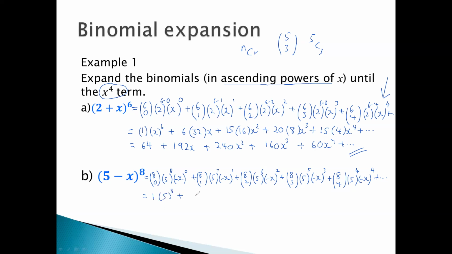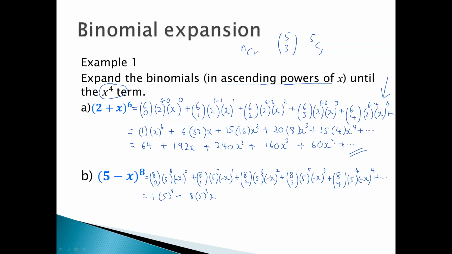8 choose 1 is 8, 5 to the power 7. And do you notice this minus x to the power 1? So shouldn't this be negative? So I'm going to remove this, and I'm going to put negative.